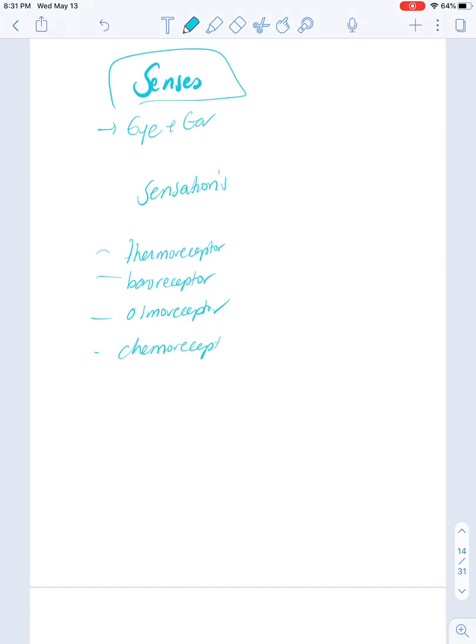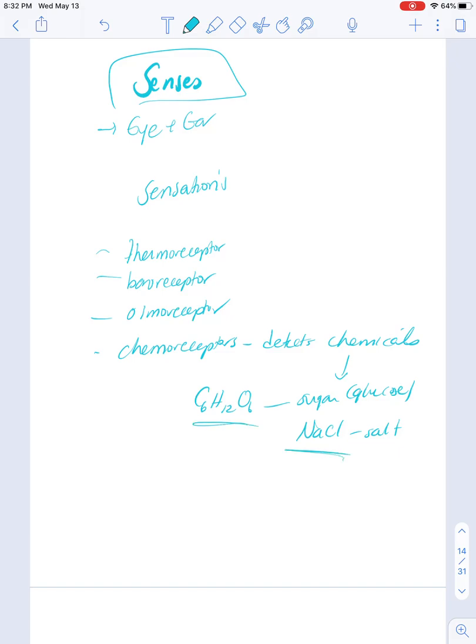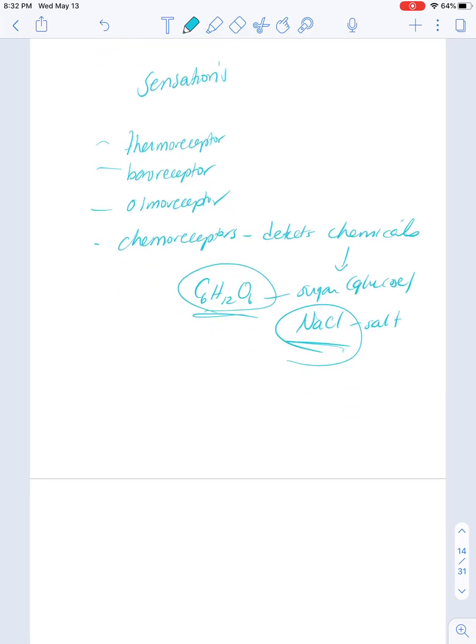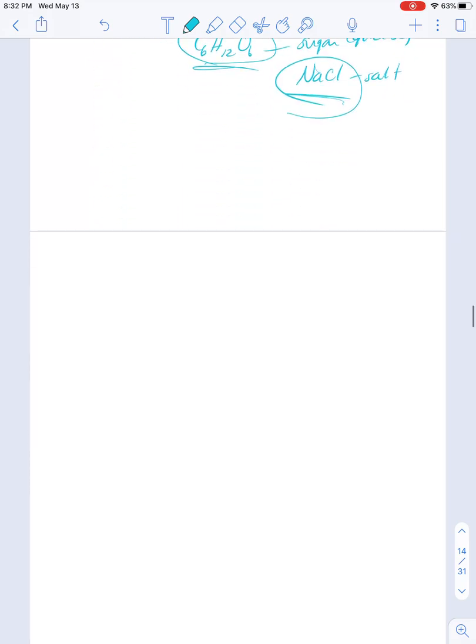You also have chemoreceptors, and chemoreceptors detect chemicals. Like sugar or glucose is a chemical. Like NaCl or salt is a chemical, because these are made up of the same chemicals found on your periodic table, like carbon and hydrogen and oxygen. So these are chemoreceptors. They detect scents and tastes. And so, I mean, that's basically all you need to know for sensations.